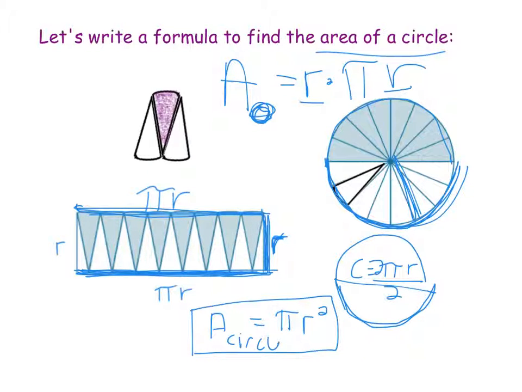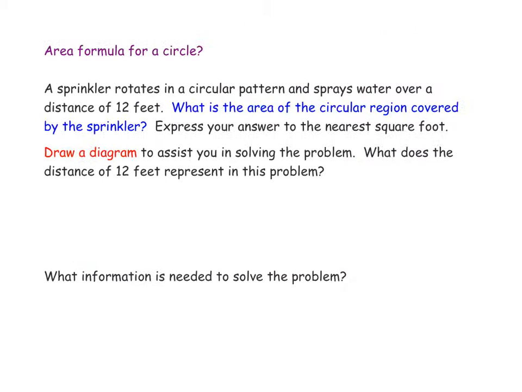And pi sometimes will be 3.14. It may be 22/7, another estimation. It may be the exact, or we might be asked to use the pi button. So what is the area again? The area of a circle is pi times r squared.